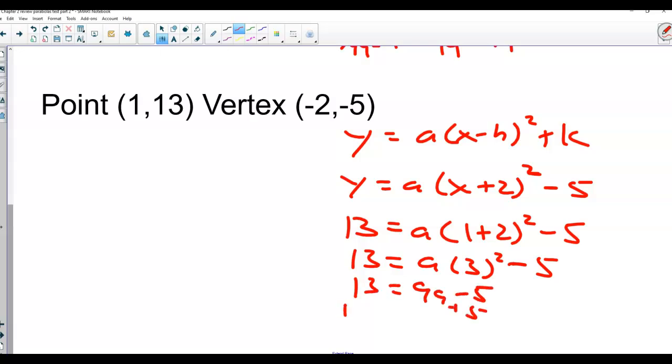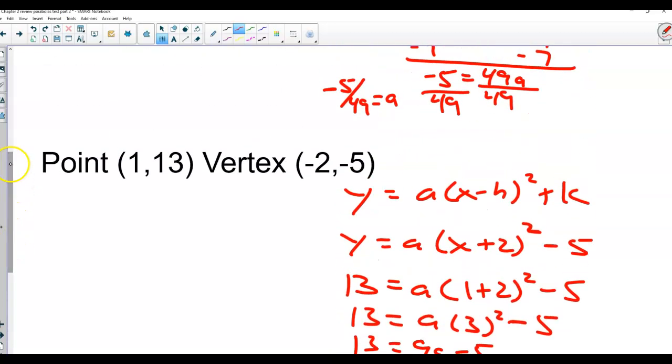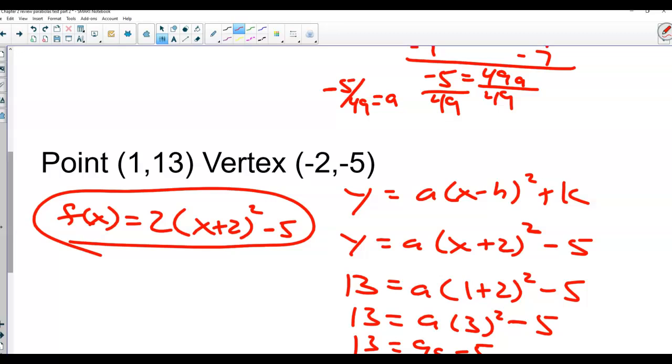We add 5 to both sides. We get 18 equals 9a. Divide 9, divide 9. My a equals 2. And then we got to put back in. F of x equals 2 times x plus 2 squared minus 5. We got to put that vertex back in. Okay.